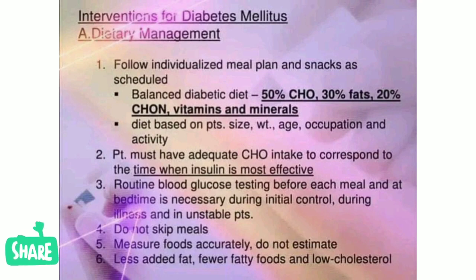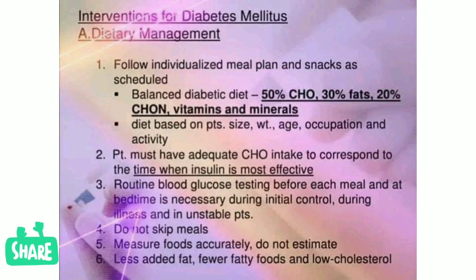Interventions for diabetes mellitus. Follow an individualized meal plan and snacks as scheduled. Balanced diabetic diet: 50% carbohydrate, 30% fats, 20% CHON and vitamins and minerals. Diet is based on patient size, weight, age, occupation and activity. Patient must have adequate carbohydrate intake to correspond to the time when insulin is most effective. Routine blood glucose testing before each meal and at bedtime is necessary during initial control, during illness and in unstable patients. Do not skip meals. Measure foods accurately. Do not estimate.